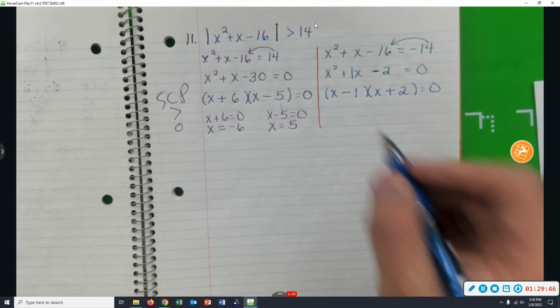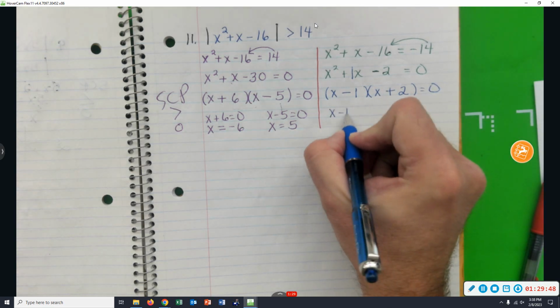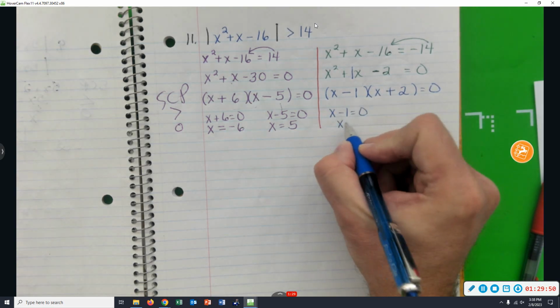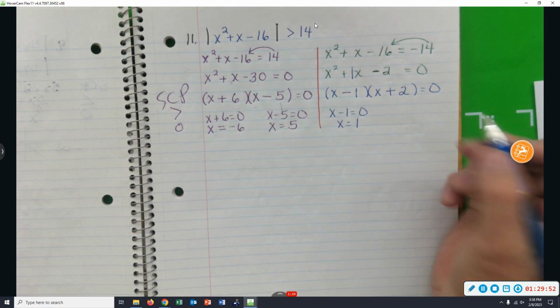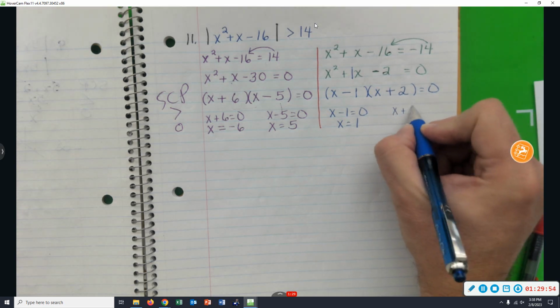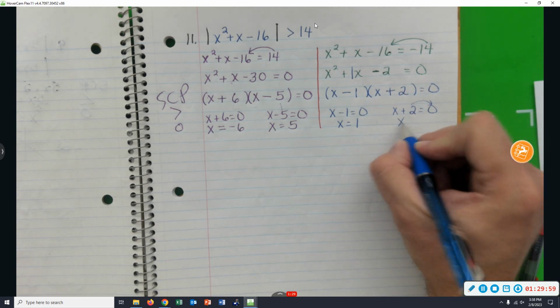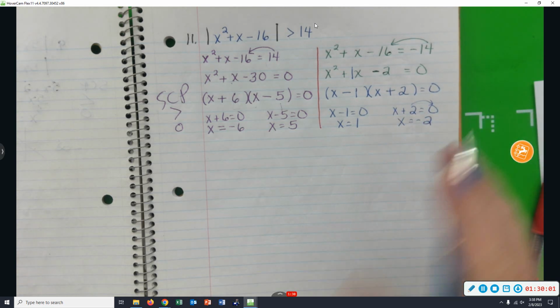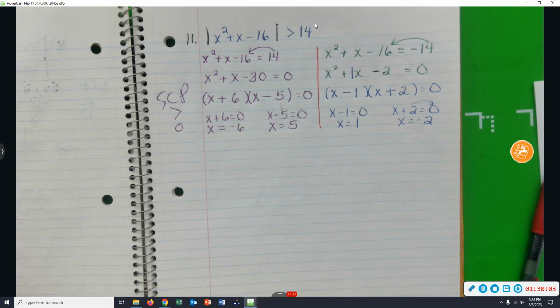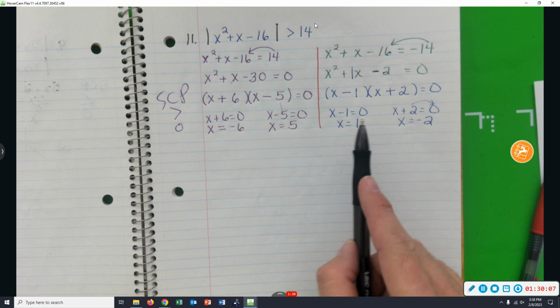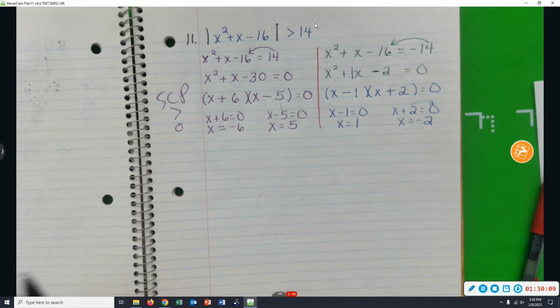Set each one of these factors to 0. So we get a positive 1 and what? Negative 2. All of those are going to have open circles. How many solution cut points do we have there? 4. So that'd be 5 intervals.